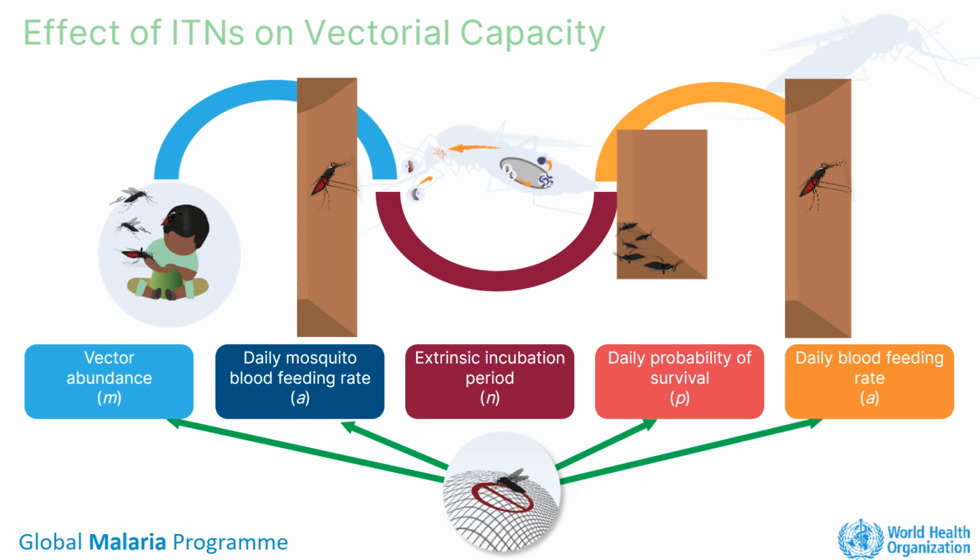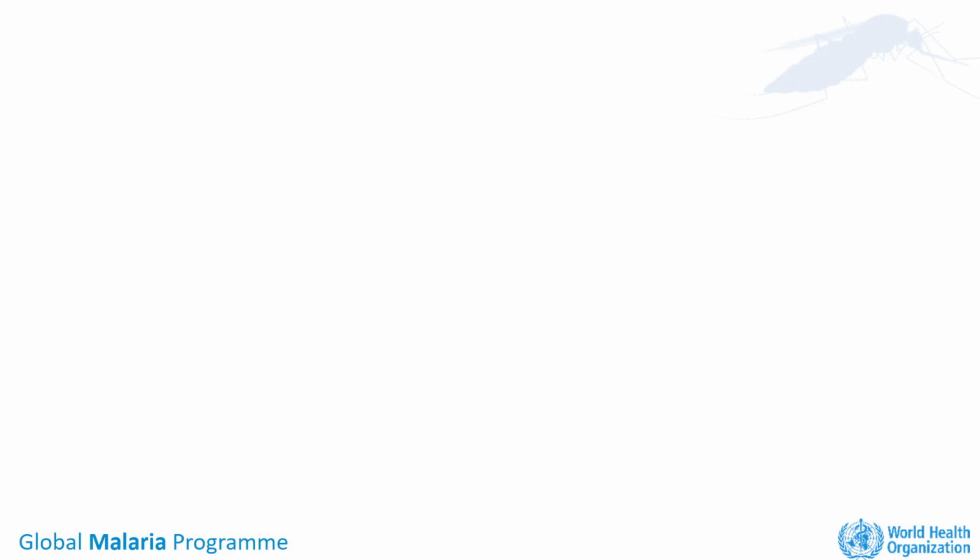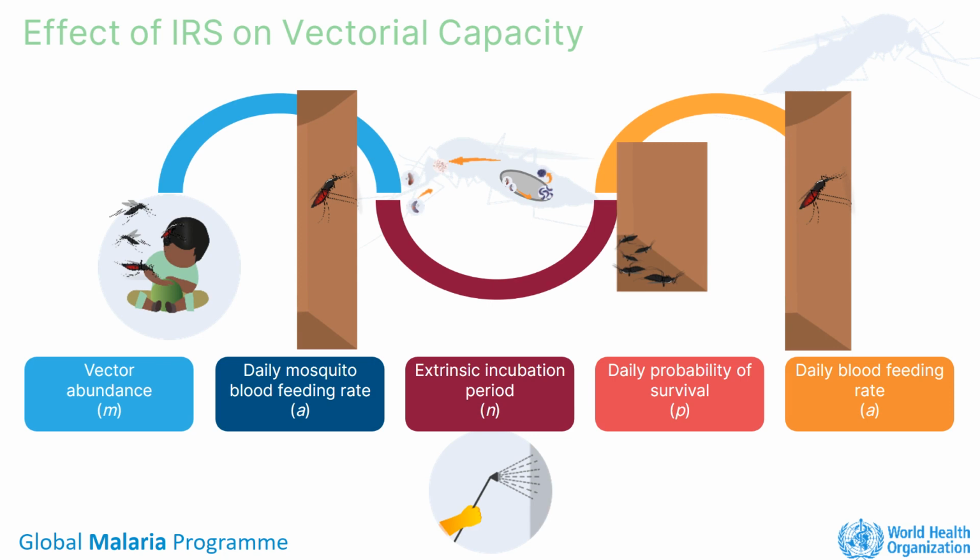ITNs affect vectorial capacity in multiple ways, which is one of the reasons they have been an important malaria prevention tool. IRS targets indoor resting mosquitoes. Typically, mosquitoes rest only after they take a blood meal. As a result, IRS has no impact on the blood feeding rate, A. IRS kills the resting mosquitoes, which reduces the daily probability of mosquito survival, P. Over time, the higher mortality rate in the mosquitoes will reduce their overall abundance, M.